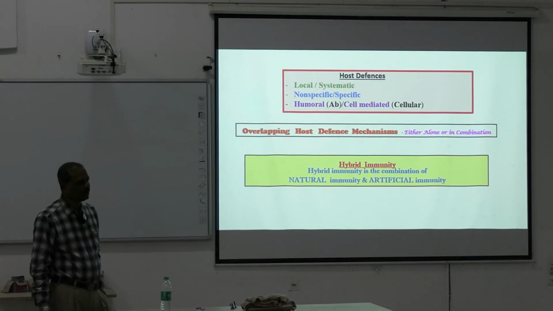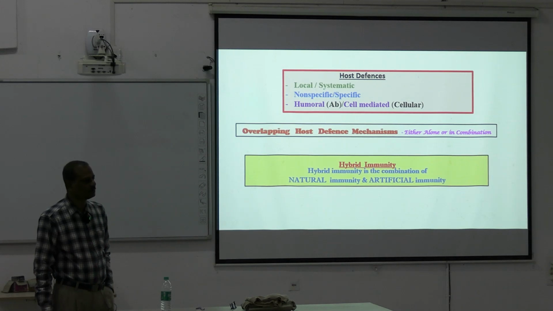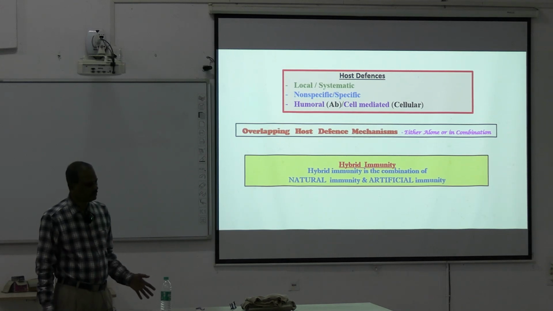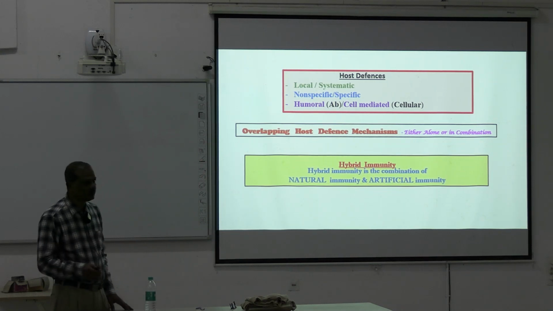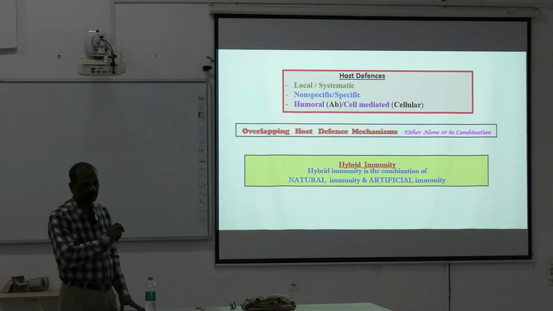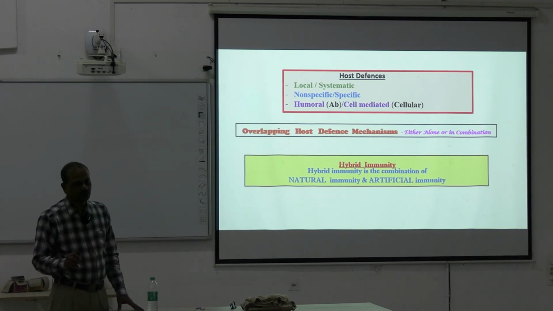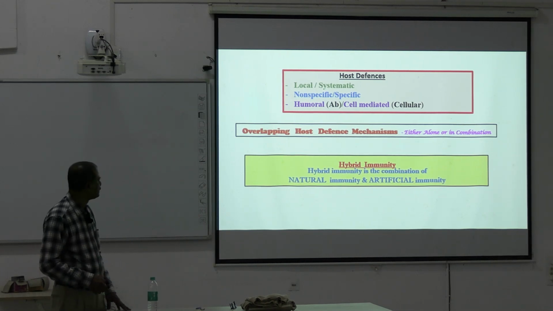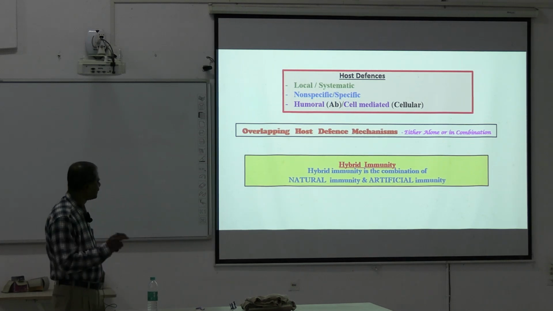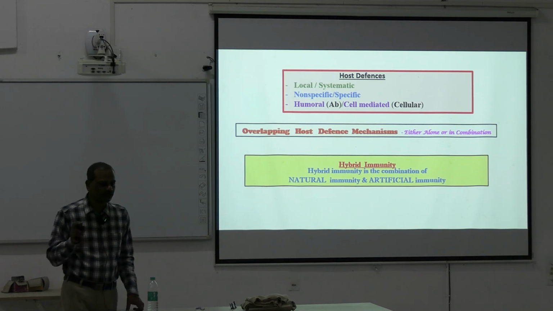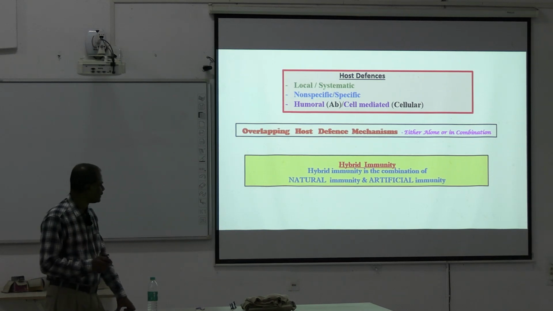Now, actually there is no absolutely isolated compartment of the two systems. Humoral immunity is not absolute; it requires some help from the T cells. Similarly, cellular immunity is not absolutely cellular; some amount of humoral component is also there. So, there is an overlapping host defense mechanism. They operate either alone or in combination depending on the situation.